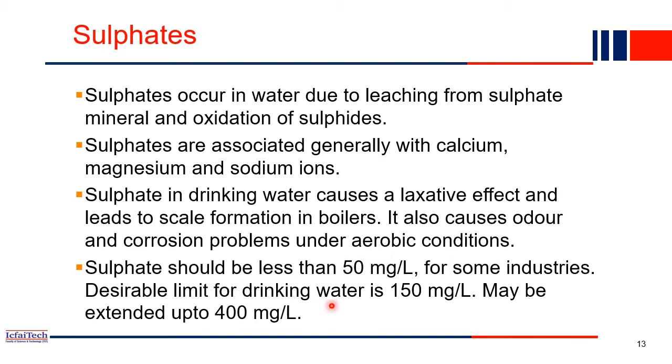So the desirable limit for sulfate in drinking water is 150 milligram per liter, and maybe extends up to 400. So 150 to 400 is the desirable limit for drinking water. It shouldn't be less than 150, and it should not be more than 400 also, because a small quantity of sulfate is required for our health.